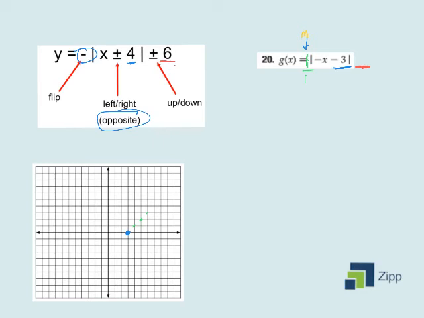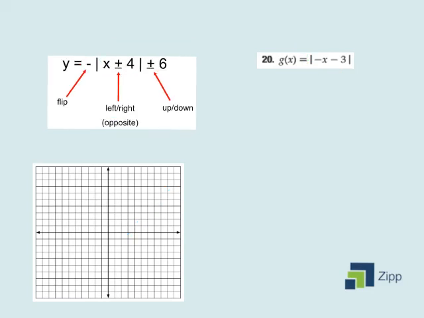Now this isn't really a line, it's a ray. And then I'll do the other side as well. So from the same point, I'll go up 1, left 1, up 1, left 1, up 1, left 1, and I'll draw a line. And I have the graph of this absolute value equation.